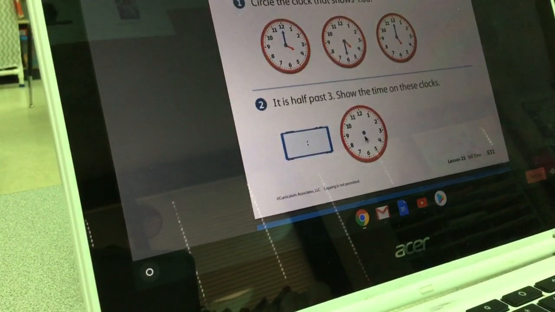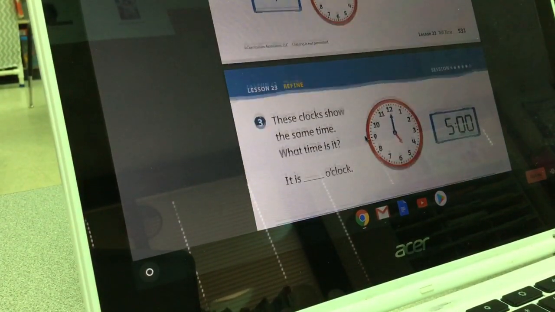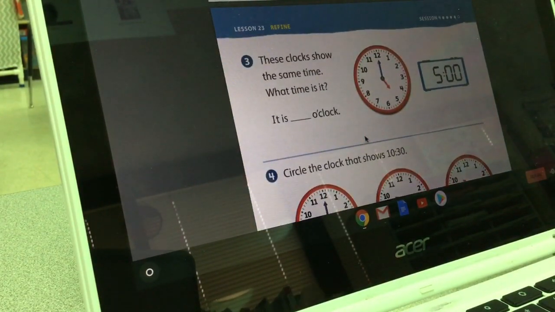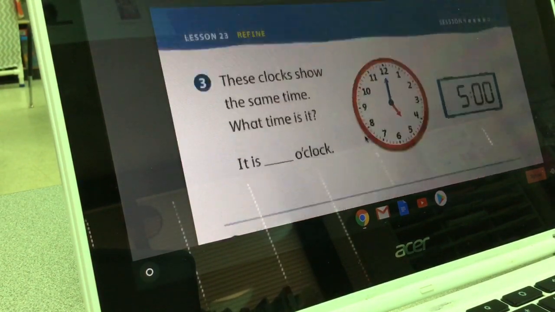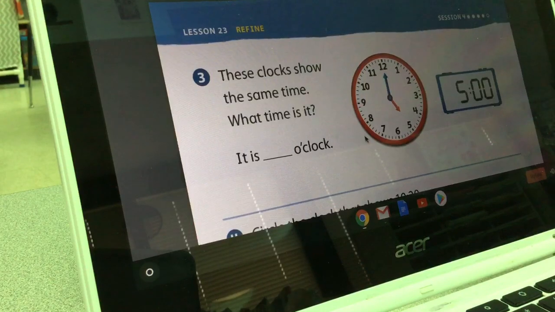All right, let's flip to the back side. Number 3 says, these clocks show the same time. What time is it? All right, same time on both clocks. Let's see what time it is.